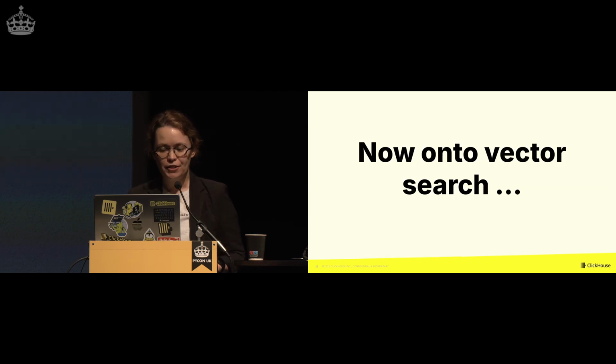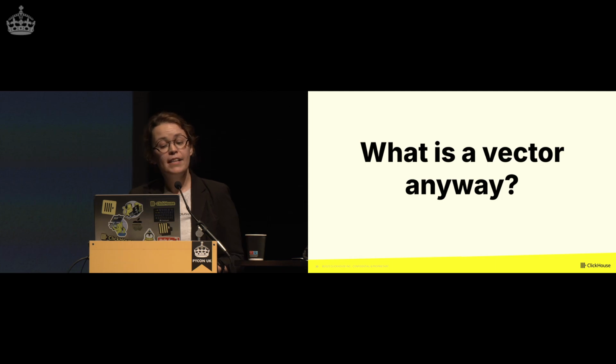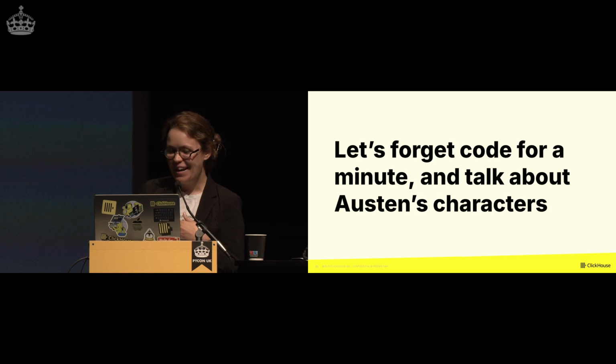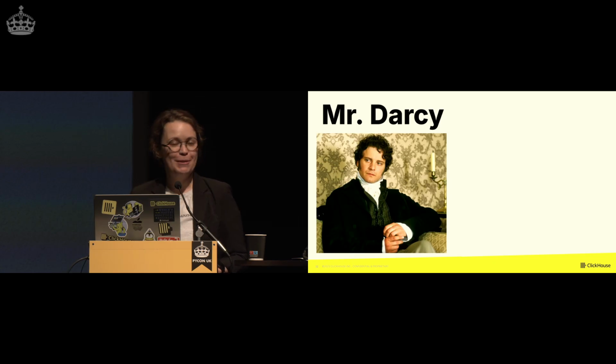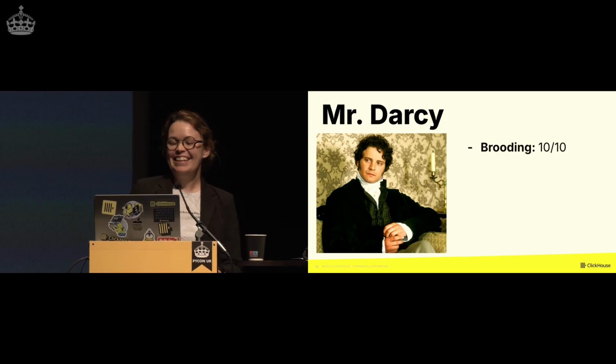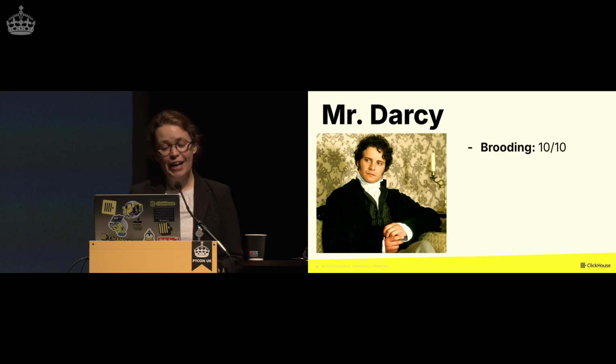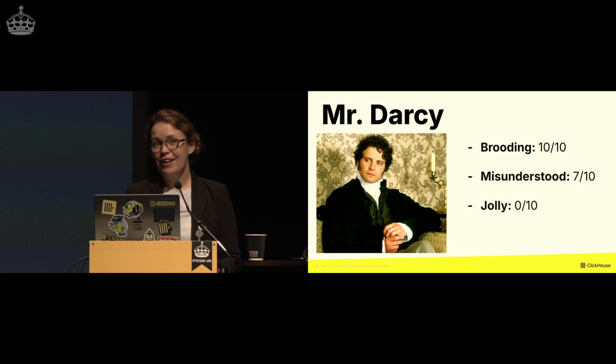Now, on to vector search. What is a vector anyway? Let's forget code for a minute and talk about Austen's characters. We will start with Mr. Darcy. Any Pride and Prejudice fans over here? So let's create a character profile for Mr. Darcy based on a few traits. He's definitely very brooding, quite misunderstood, and not at all jolly. Now, who would be a close match?